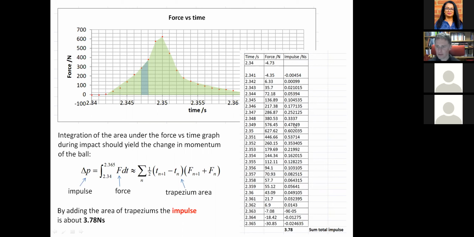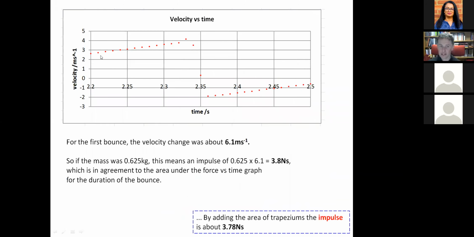And if you add them all up in a spreadsheet for one bounce, you'll find it's about 3.78 Newton seconds. All right, so that should correspond to the change in momentum as it bounces. So if we look at the velocity versus time graph for the first bounce, what do we find? Well, where's the bounce? Well, probably about here, about 4. And if we find out the difference in velocity, we've got about 6.1 meters per second. So it's heading towards the force plate and then rising up at that speed.